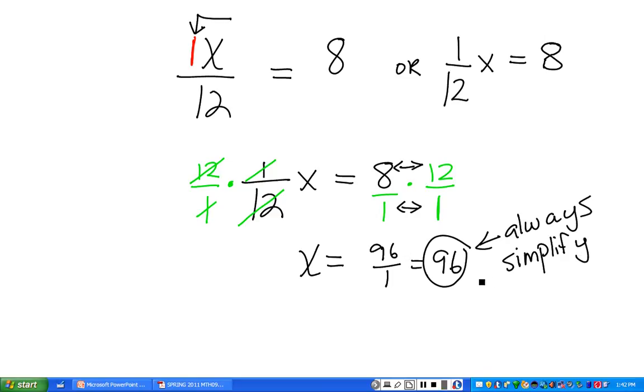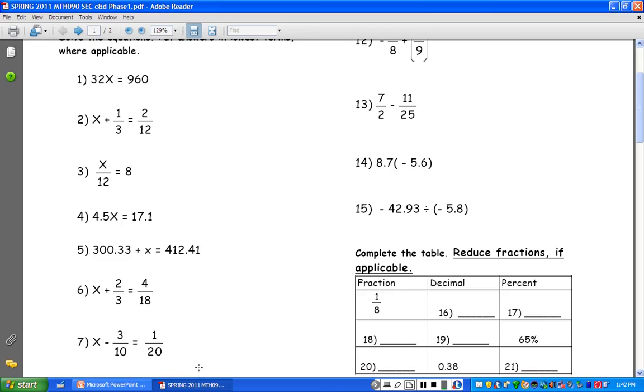Always simplify it. Again, you can always check your answer by plugging in your answer for x in the original. So instead of writing x over 12 equals 8, you can say, does 96 over 12 equal 8? 96 over 12 is 8. So yes, it checks out. Alright, let's go to another one. Let's do number 4 here.